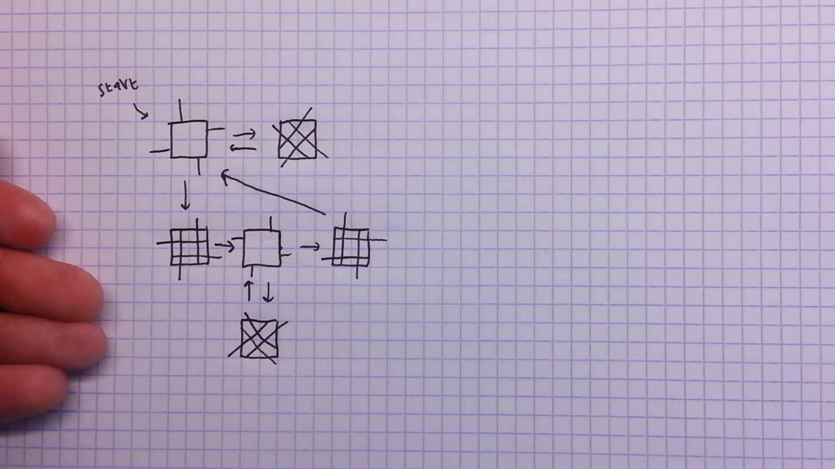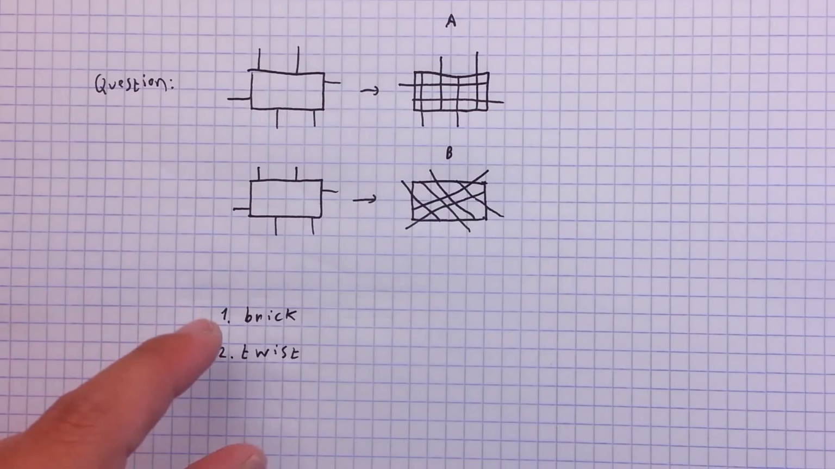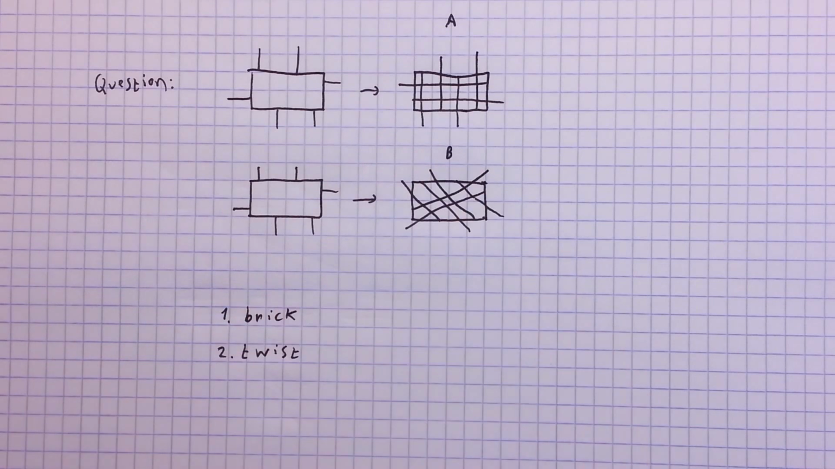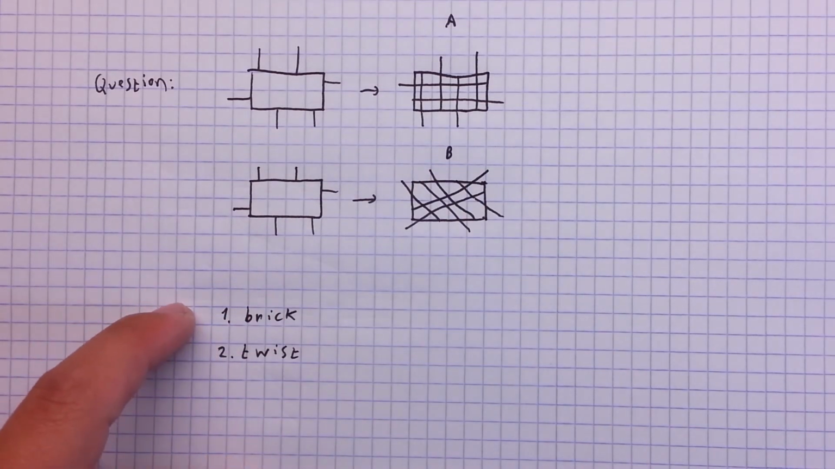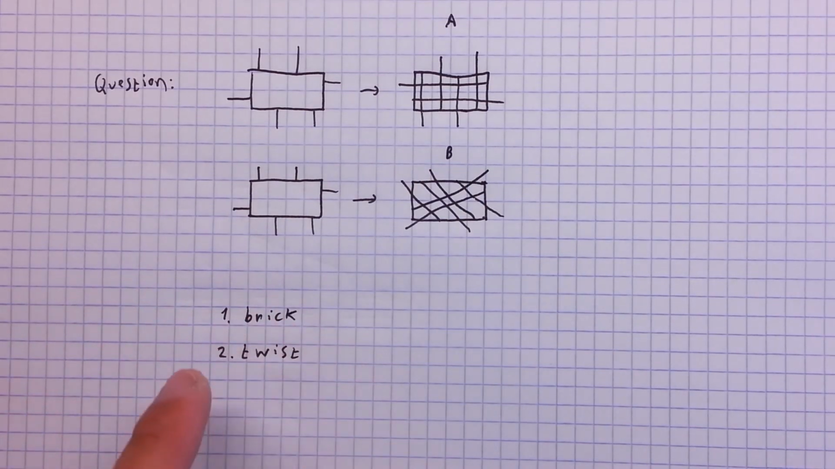And let's now move to the question. The question is, what is A and B? Giving the 2 possible answers is break and twist.